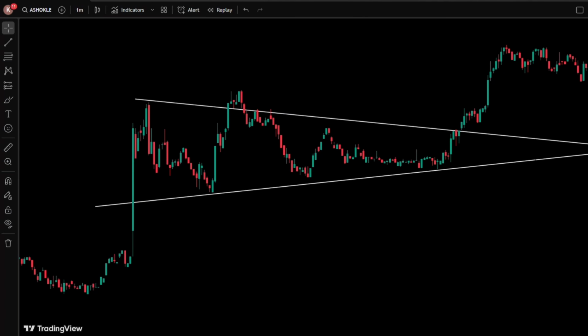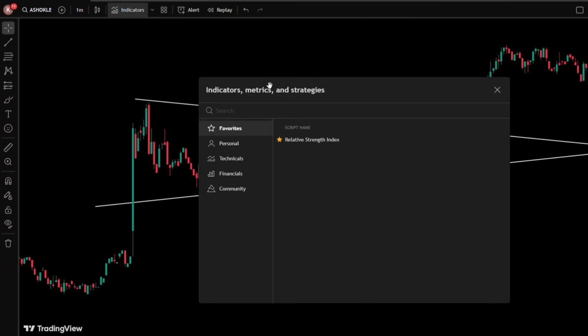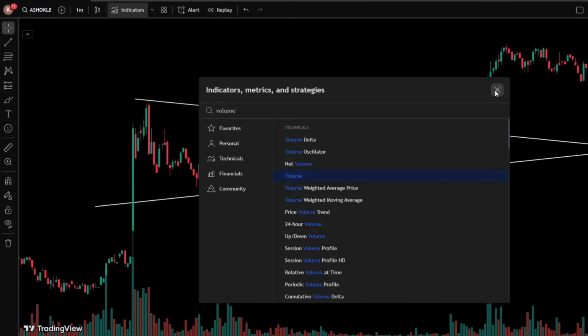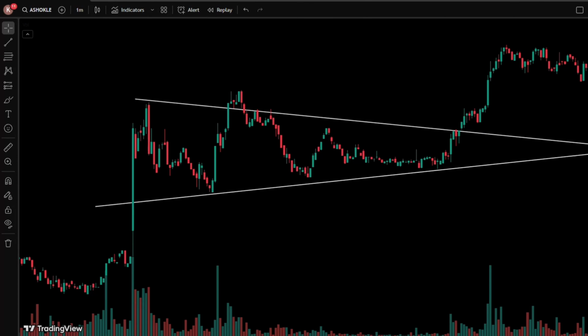Wherever you apply this strategy, you have to add an indicator there. You have to come to the indicator section, and after coming here you have to search for volume, and as soon as you search for volume, you will see volume here. You have to click on it. So you will see a volume section on the chart.